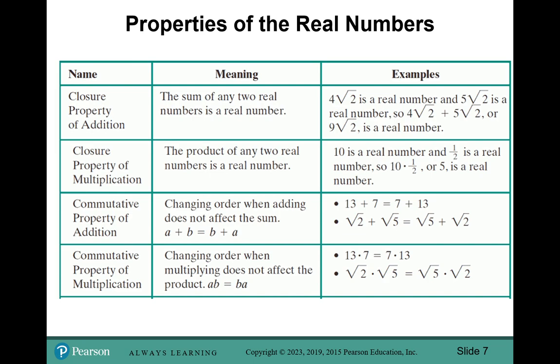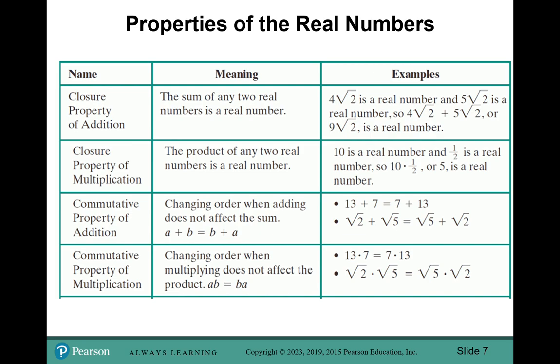The commutative property of addition says that changing the order when adding does not affect the sum. A plus B is the same thing as B plus A. So 13 plus 7 is the same thing as 7 plus 13, which makes sense because they both equal 20. It also works with square roots. Square root of 2 plus square root of 5 is the same thing as square root of 5 plus square root of 2. Don't believe me? Type both in the calculator. They will give you the same answer.